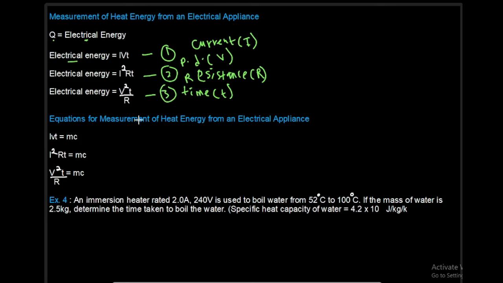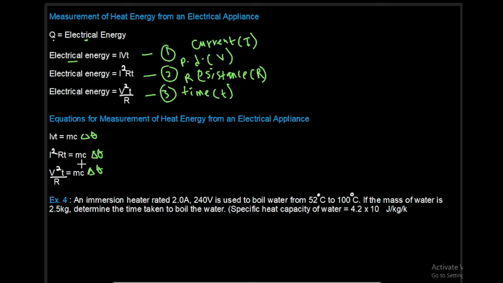Now, the equations we are going to use whenever we have an electrical appliance involved: IVT equals MC delta theta. Remember we say electrical energy is the quantity of heat energy. So in place of Q, we're going to have IVT. Rather than say Q equals MC delta theta, we're going to say IVT equals MC delta theta, I squared RT equals MC delta theta, V squared T over R equals MC delta theta. We'll replace Q with electrical energy.